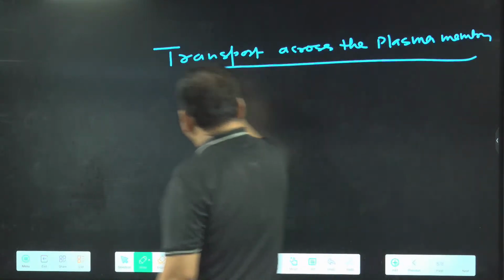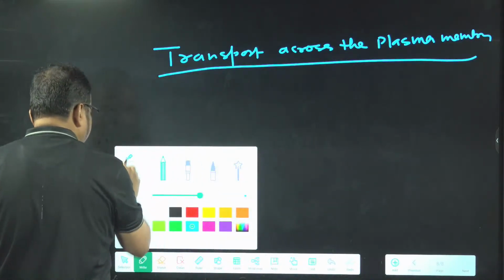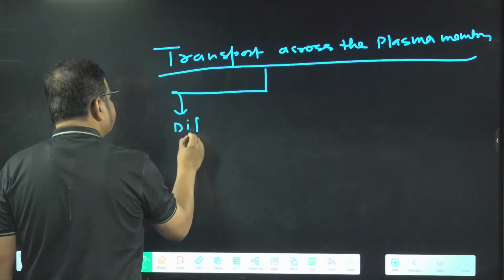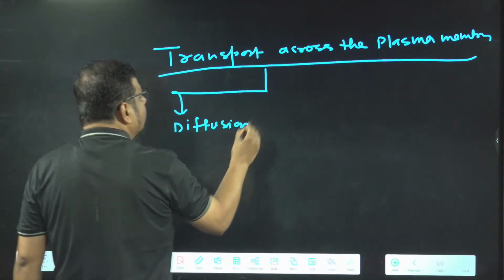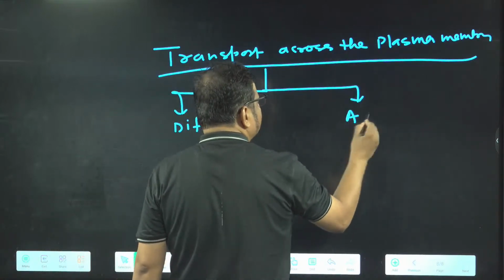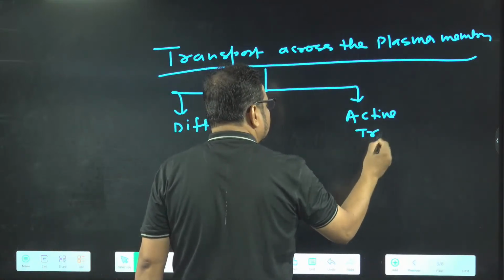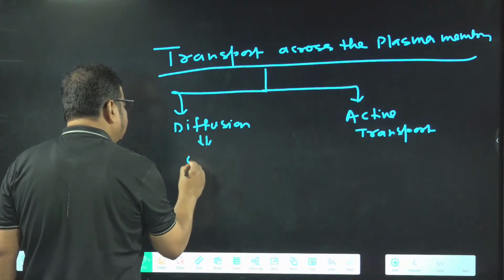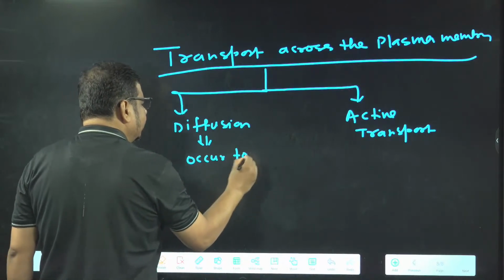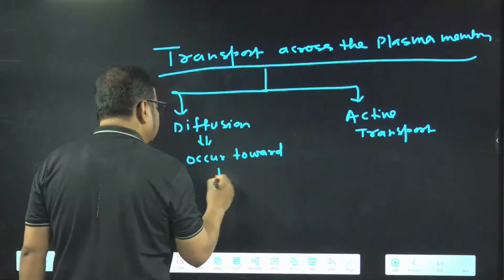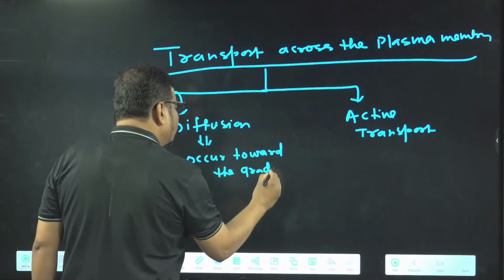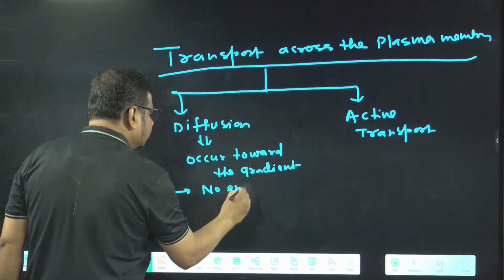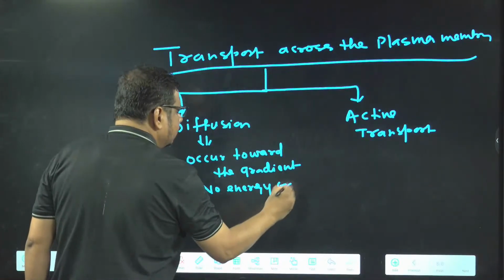So if we talk about transport across the plasma membrane, have a look here. Plasma membrane is involved in which one? Diffusion, and also active transport. Diffusion occurs toward the gradient, meaning from higher concentration to lower concentration, with no energy expenditure.